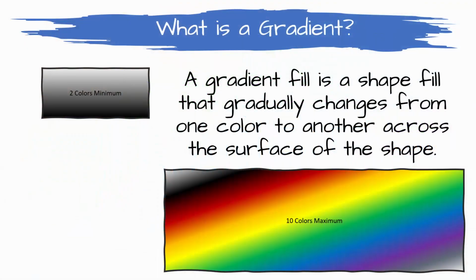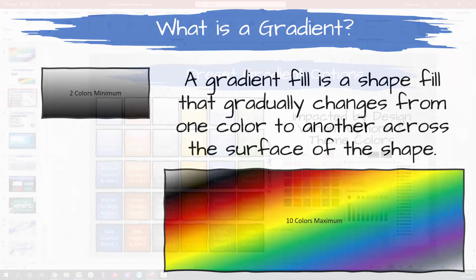A gradient is a shape fill that gradually changes from one color to another across the surface of a shape. In PowerPoint, there is a minimum of 2 colors for a gradient and a maximum of 10. That means that if you have 1,000,000 colors that you want to include on your project, you're gonna have to pick 10 of them. Now, I will say that the way gradients work, by combining multiple colors to find the mediums between everything, you will get to have multiple shades even if you don't have 1,000,000 colors.